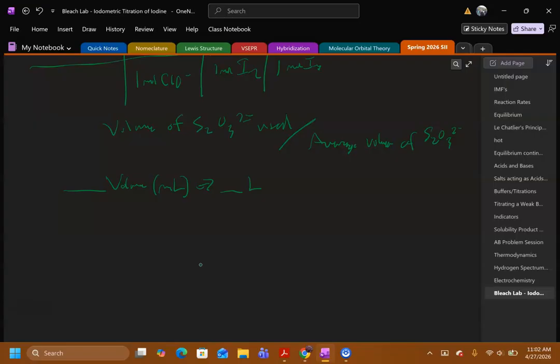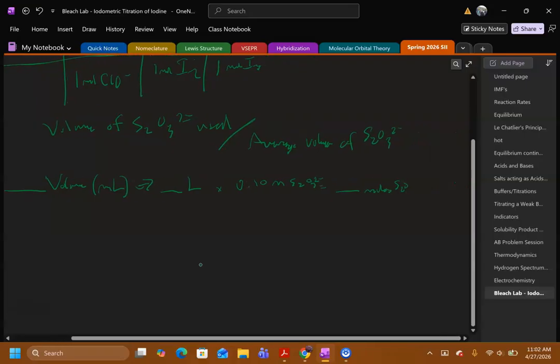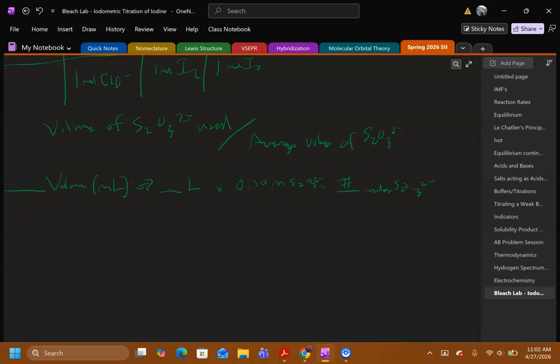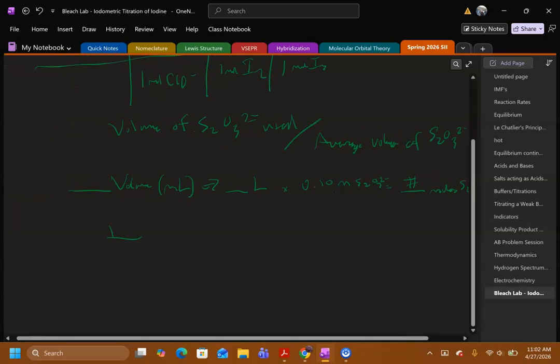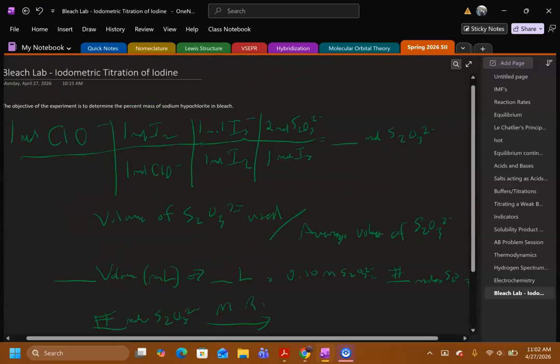And then you're going to take that and multiply it by the molarity, which we talked about a minute ago. That gets you the number of moles of the thiosulfate used. Okay, so now we're going to take the number of moles of the thiosulfate used, and we're going to use the mole ratio that we just learned up here.